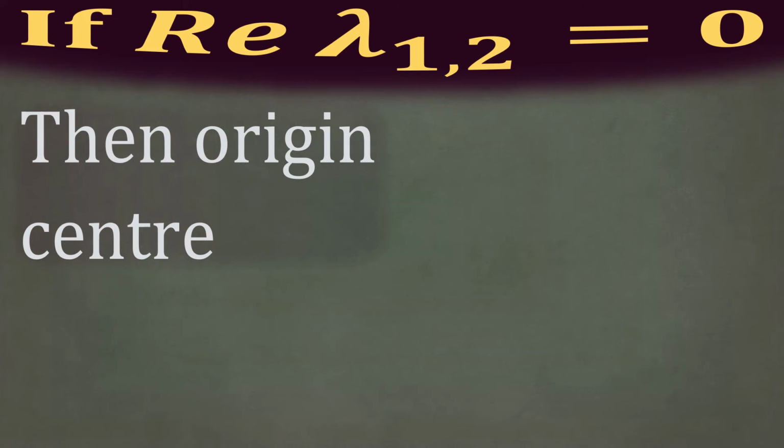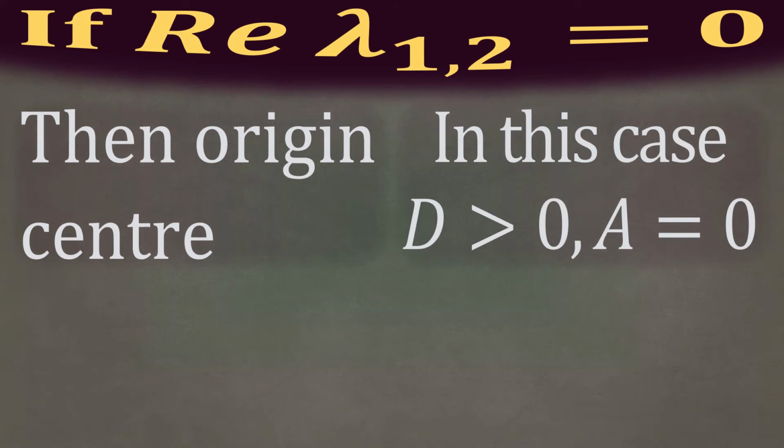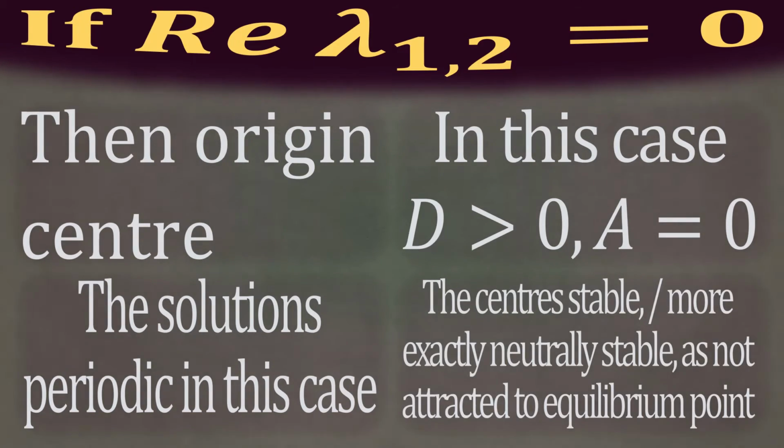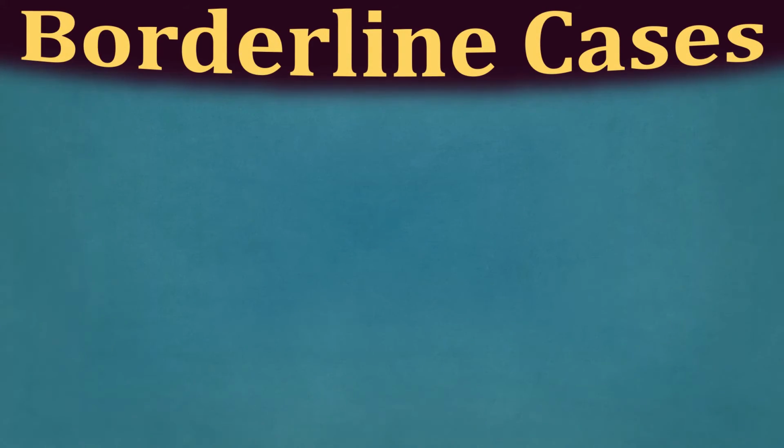If the real parts of λ1 and λ2 are equal to 0, then the origin is a center. In this case, d is positive and a is equal to 0. The solutions are periodic in this case. The centers are stable, or more exactly neutrally stable, as they are not attracted to the equilibrium point. Now, let's move on to the borderline cases.